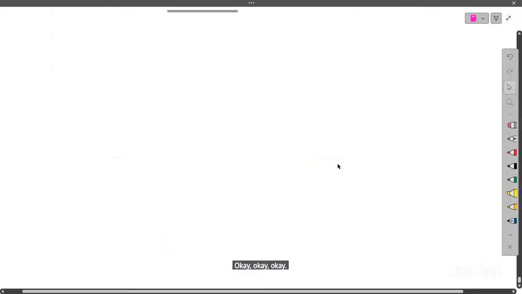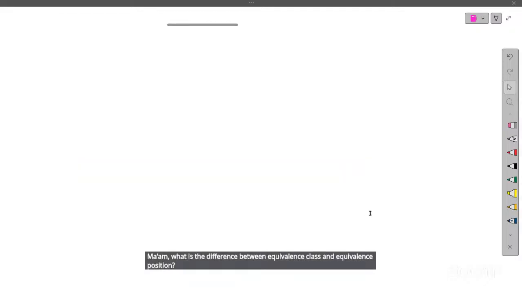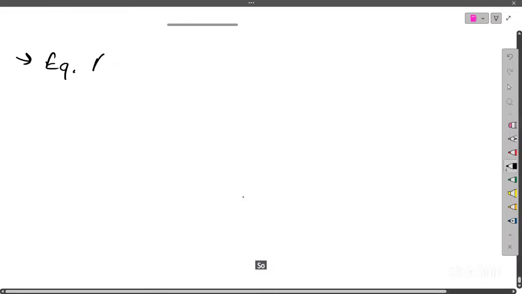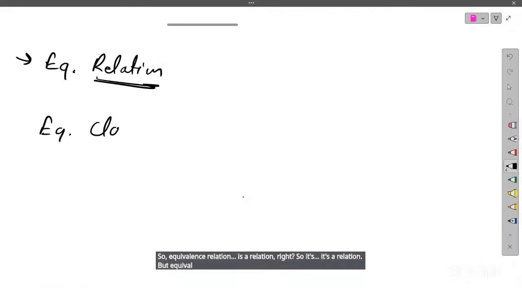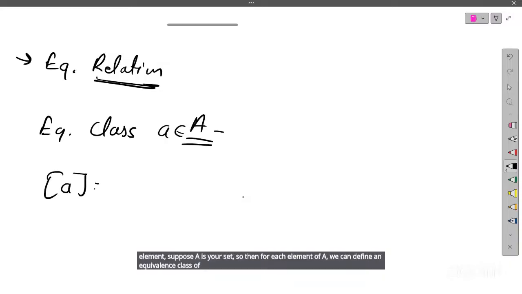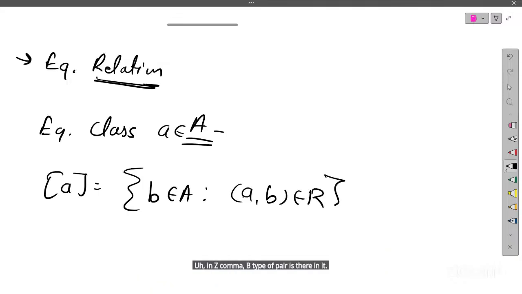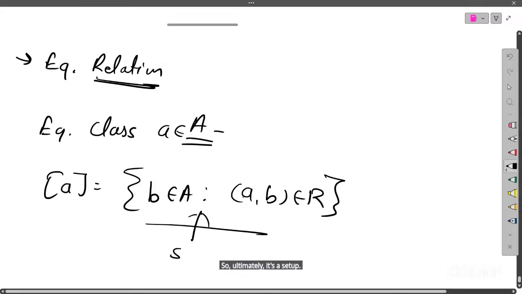Fine. Ma'am, what is the difference between equivalence class and equivalence relation? So see, an equivalence relation is a relation, right? But an equivalence class is actually a subset. So for each element, suppose A is your set, then for each element of A, we can define an equivalence class of A, which is the collection of all those B from A which are related to A. That is, the pair (A, B) is there in the relation. So ultimately, it's a set, or you can say it's a subset of the set A.